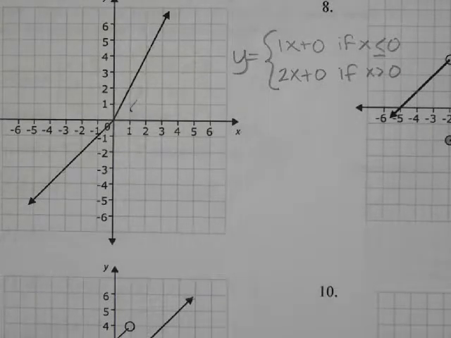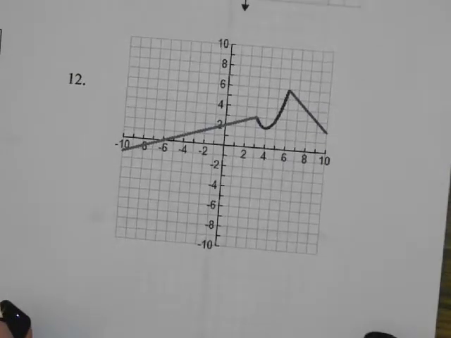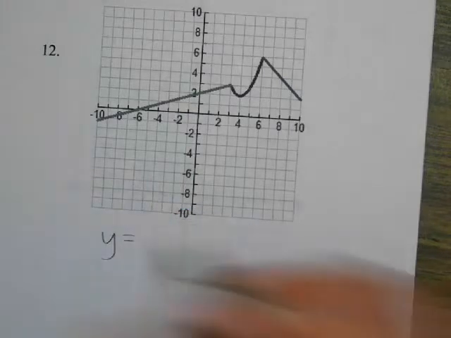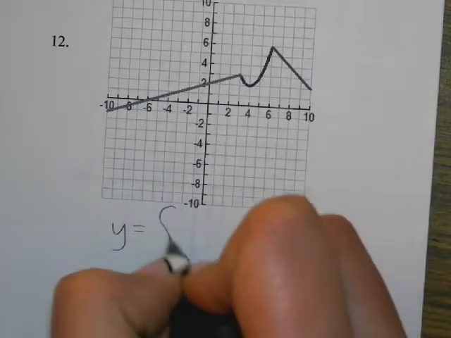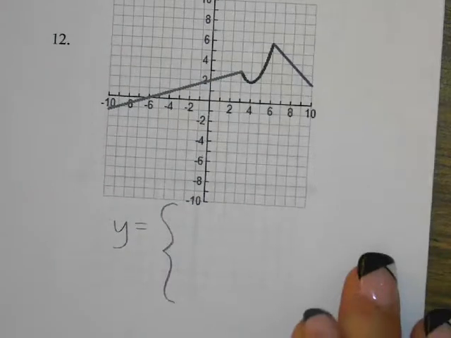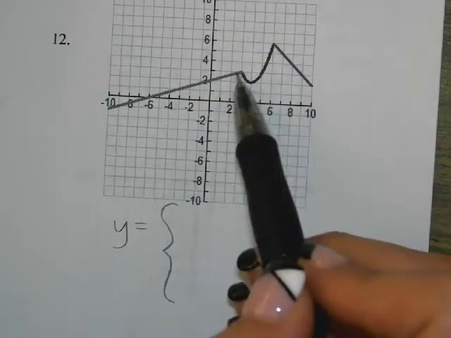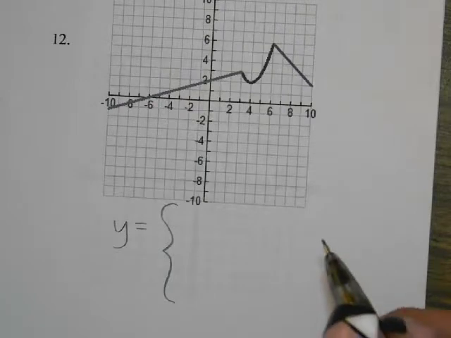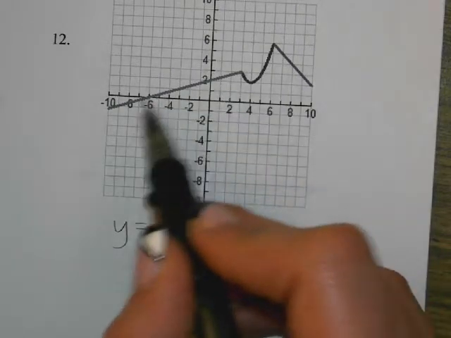All right. We're going to jump down to number 12 because I think number 12 is the most difficult one on the page. All right. So we have 3 equations this time. So I'm going to leave myself a lot of room. My squiggly bracket. Okay. What do you guys think the equation of this line is? This big one right here.